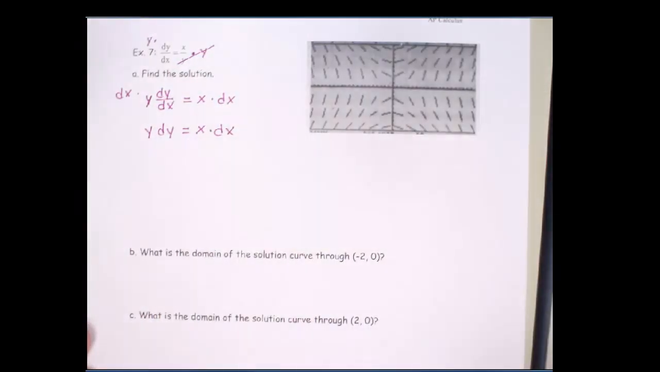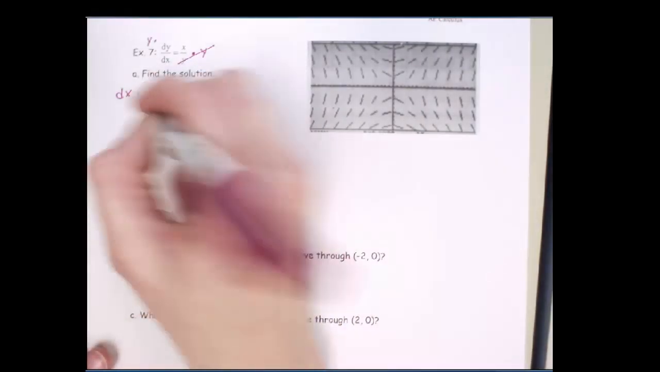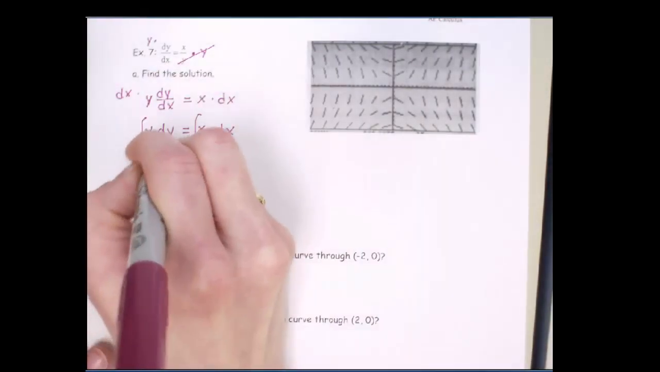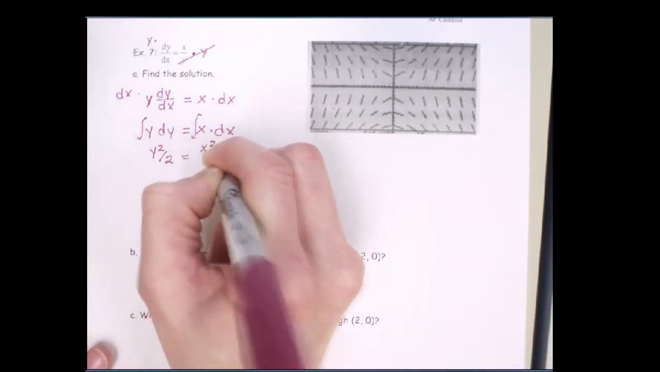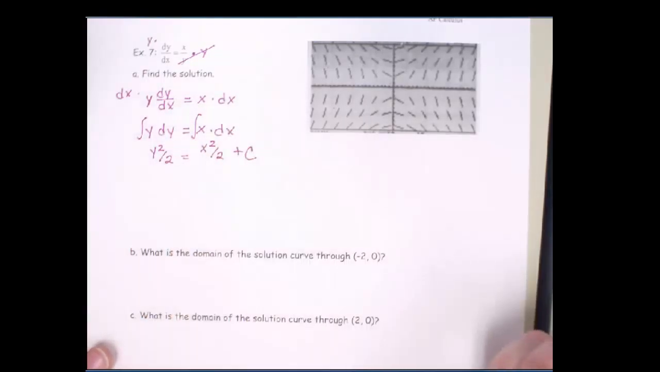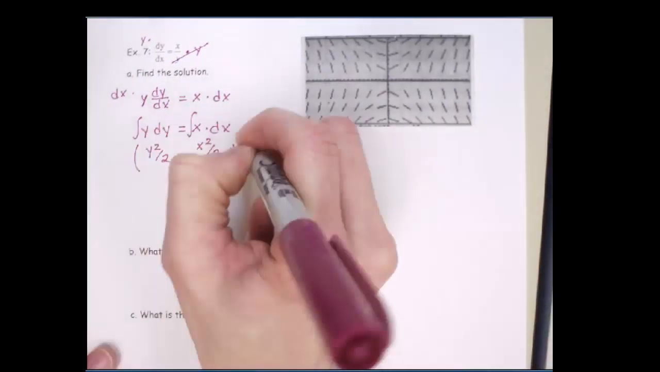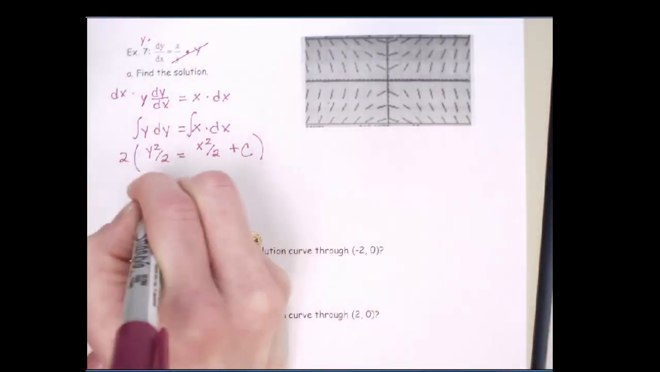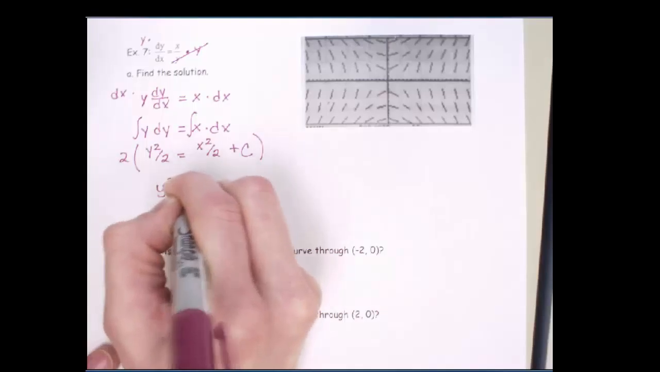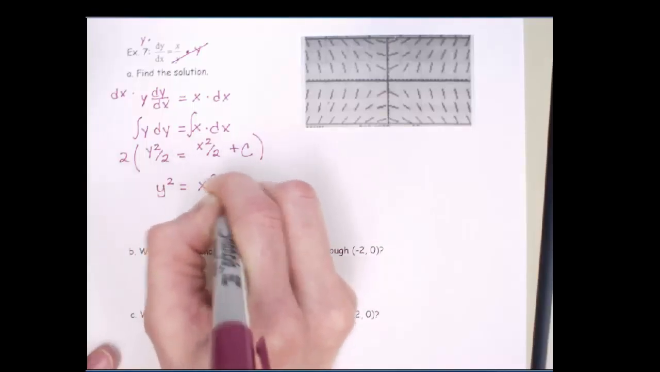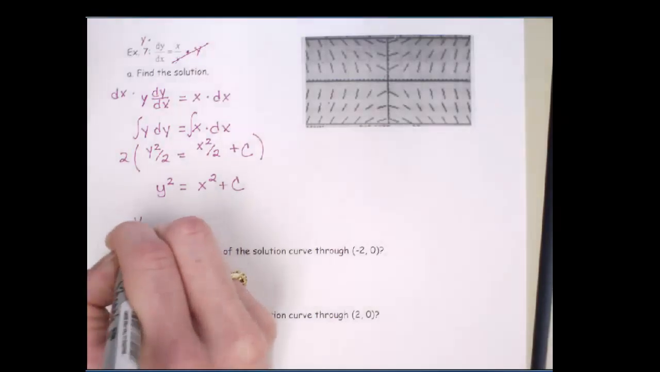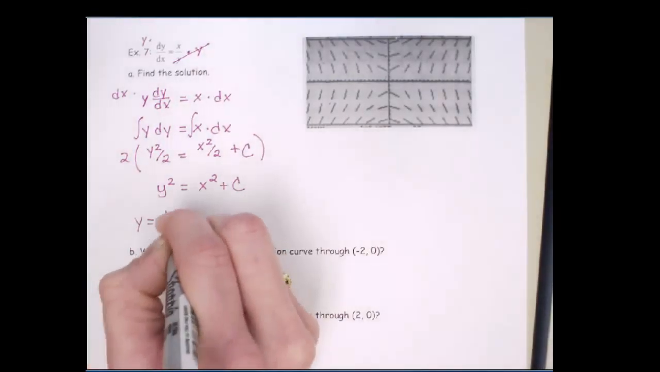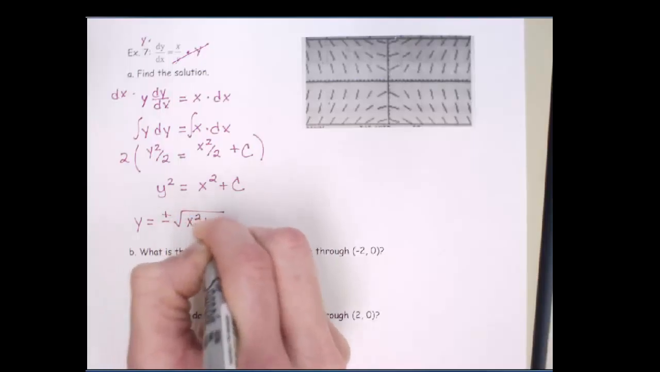And this is very similar to the one we did in number 1, we just don't have the negative sign. So take the integral of both sides. We get y squared over 2 equals x squared over 2 plus c. We can multiply through by a 2. And we can write this one of two ways. We can write this as y equals plus or minus square root x squared plus c.